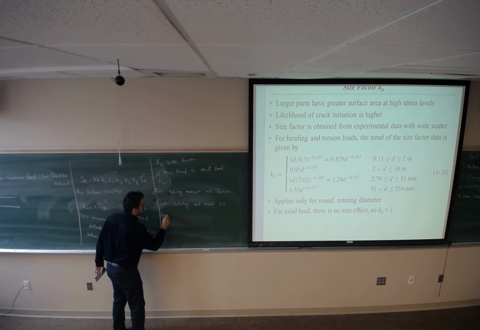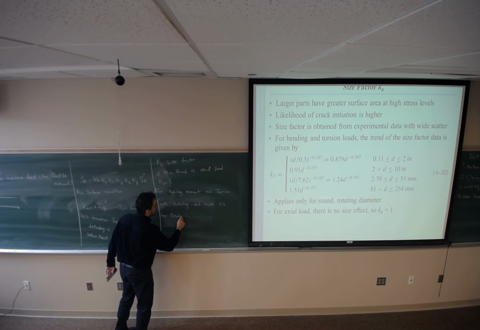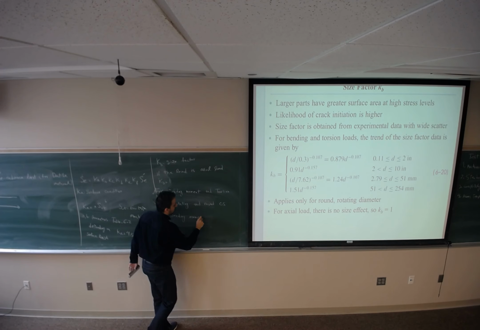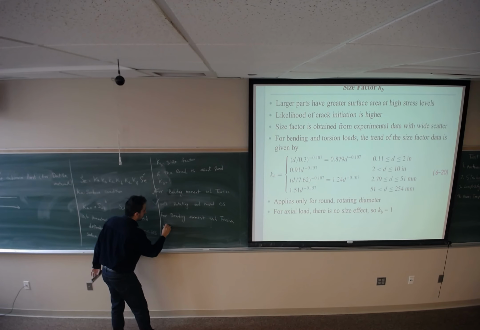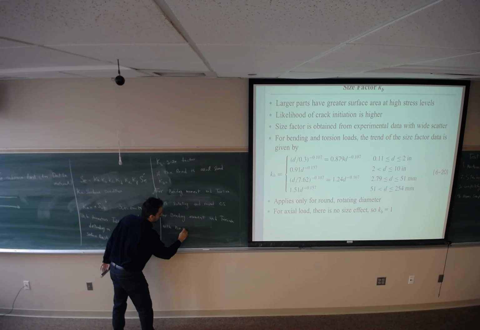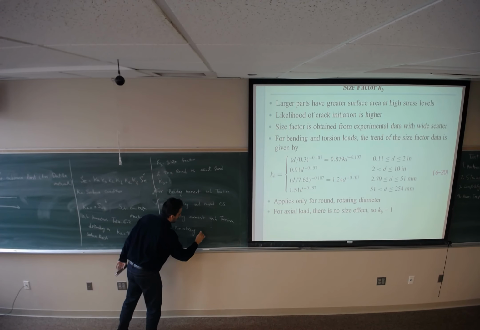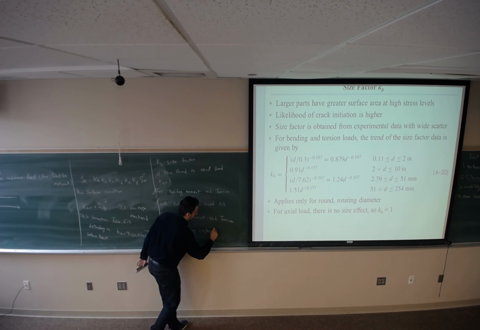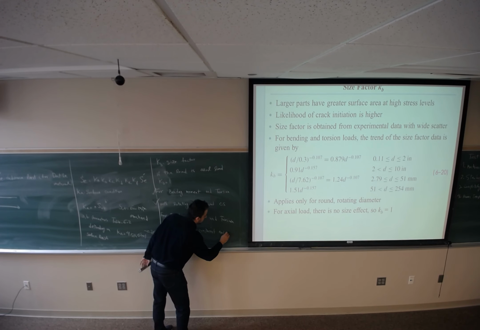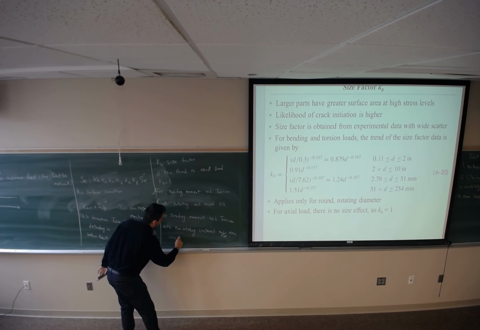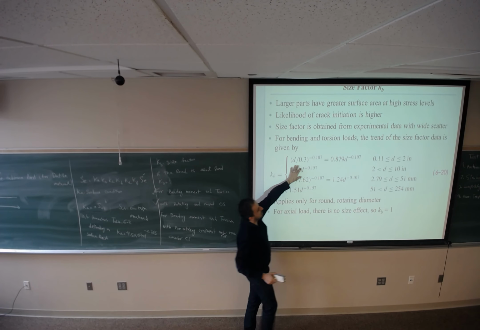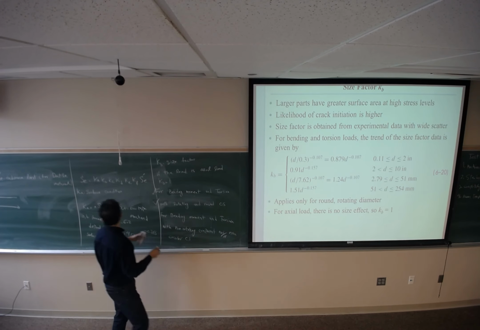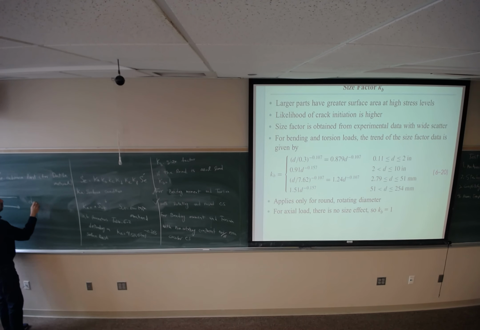For bending moments and torsion with non-rotating and or non-circular cross section, we are going to use the same equation, but instead of using D, we are going to define effective D, or DE.